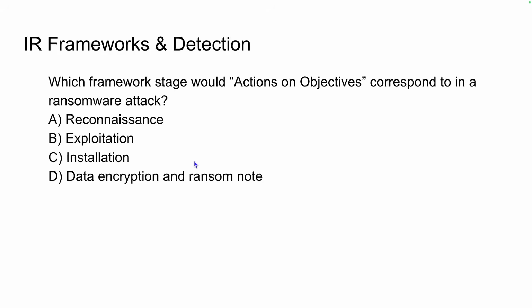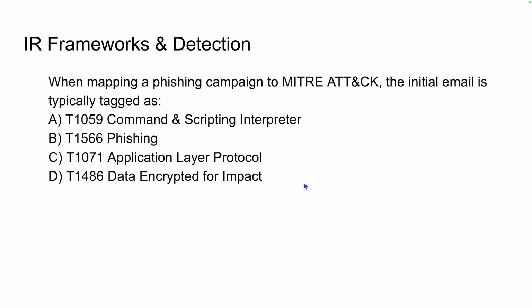Which framework stage would actions on objectives correspond to in a ransomware attack? So actions on objectives, which framework stage would that correspond to in a ransomware attack? So, data encryption. There we go. Okay, so reconnaissance is one of the stages, so that's not the answer. Exploitation is also one of the stages. Installation is also one of the stages. So the action on objective stage corresponds to this activity. So data encryption and ransomware node is an action.